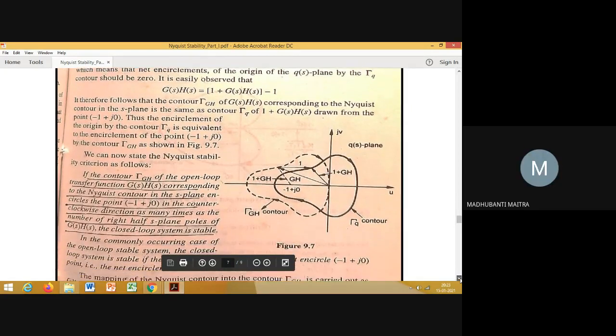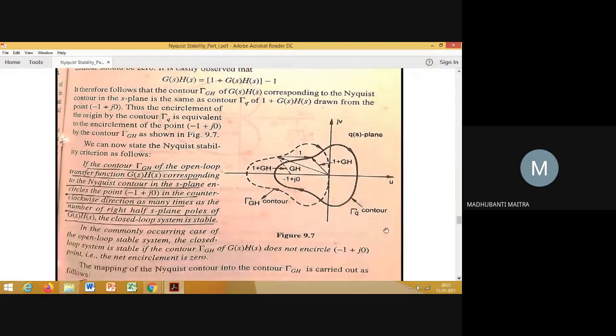So from the knowledge of GH, we can find out the number of encirclements corresponding to the Nyquist contour on the s-plane, and hence we can determine the stability of the system, or closed loop stability of the system. That is the merit of the Nyquist stability criterion.